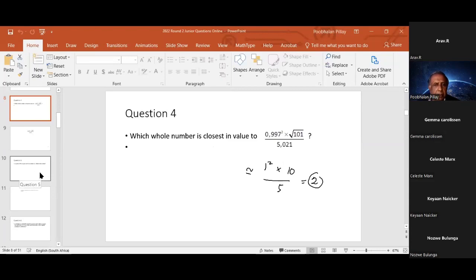So you can see the first few questions are warm-up questions. You don't require too much thought in them. Now we're getting on to some problematic questions.